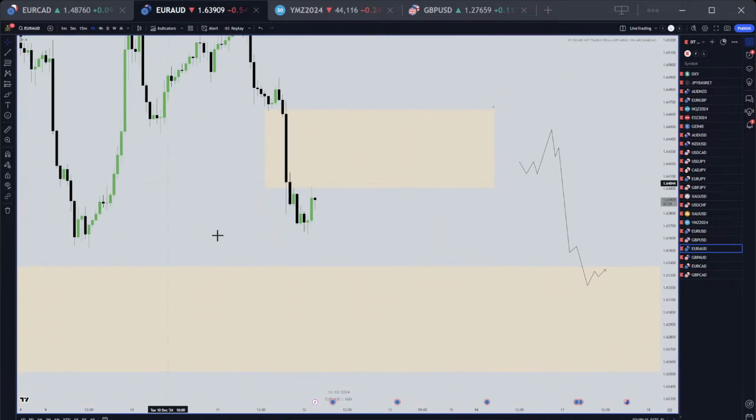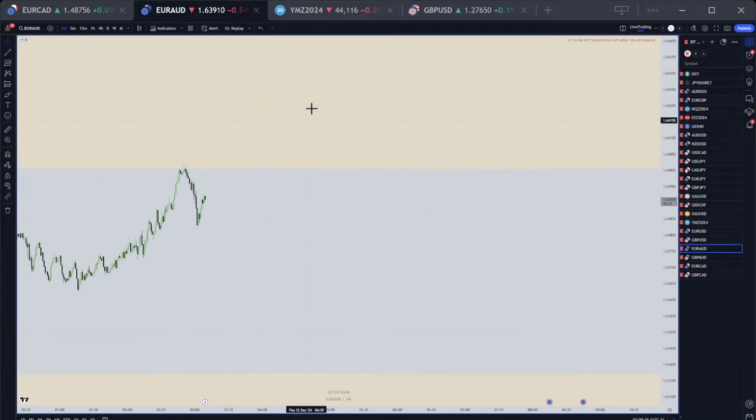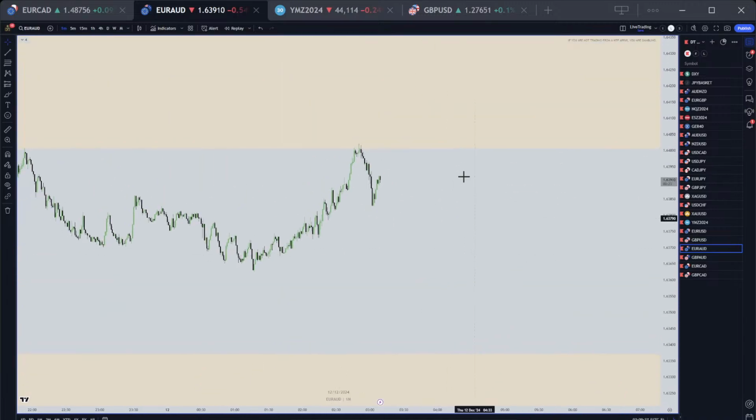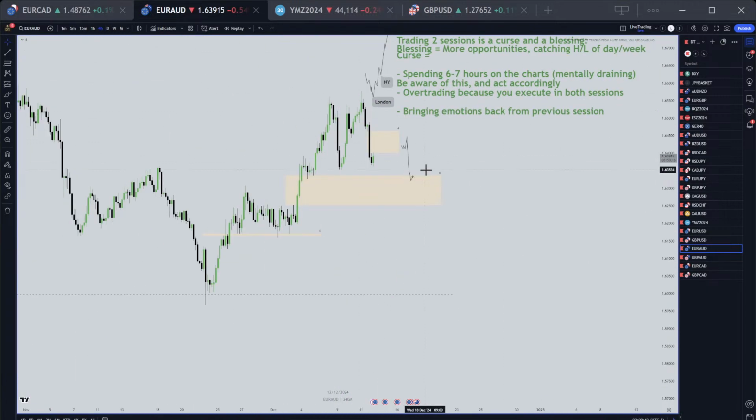Same for EuroAUD. Shorts from this yellow area towards the other yellow area. What are the yellow areas? Those are respective daily and 4-hour fair value gaps right here.